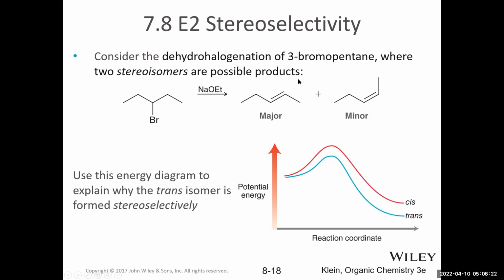In this case, the more stable alkene will be the product. And the reason that it'll always be the product when there's the formation of these stereoisomers is because it is both kinetically and thermodynamically favorable with a small base to form the more stable trans isomer.